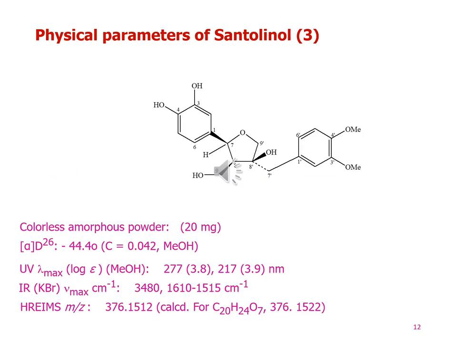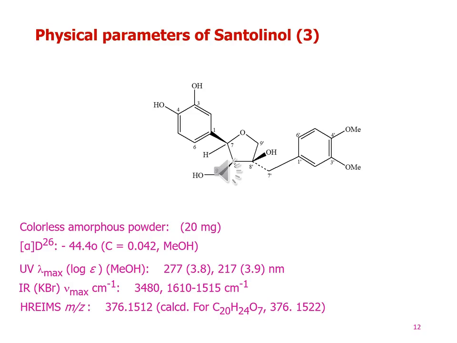Let's see the physical parameters of Santolinol 3. This molecule is isolated as a colorless amorphous powder, weighing 20 mg. The presence of a phenolic group is confirmed by the reaction of this molecule with ferric chloride, which shows a violet color, indicating the presence of phenolic moieties within the molecule. The specific rotation is calculated in methanol at concentration 0.042, that is minus 44.40. The UV spectrum is taken in methanol, which shows absorption at 277 and 217, typical of aromatic moieties within the molecule.